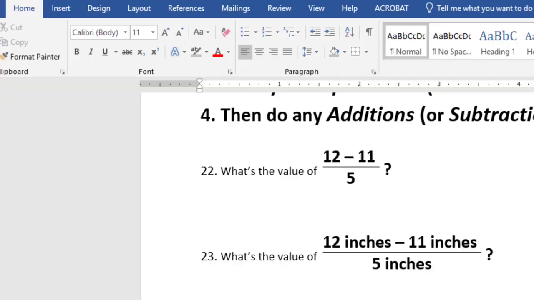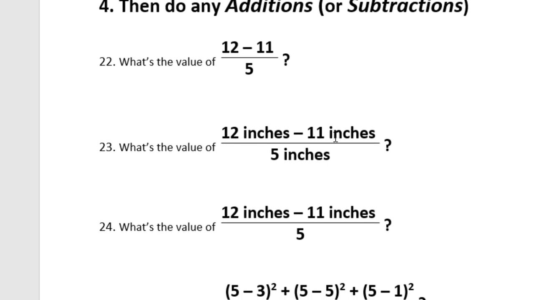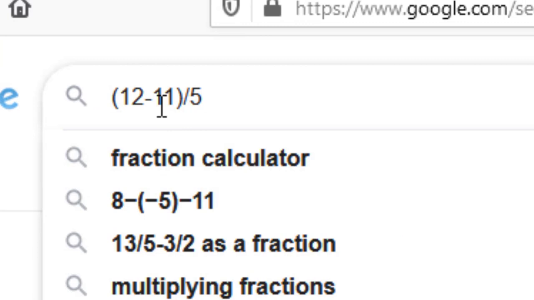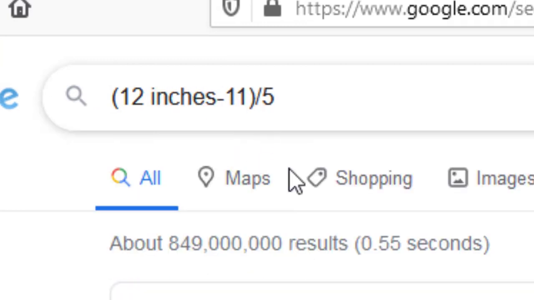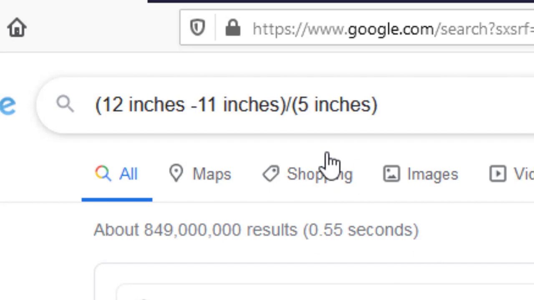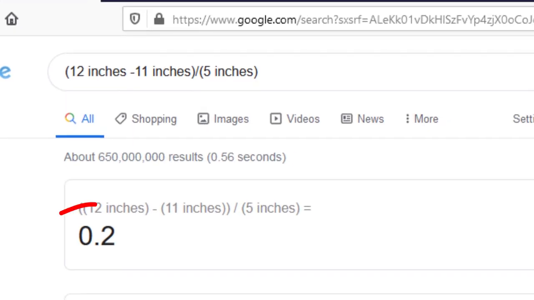All right, let's go back to the document. This is the one where we had 12 inches minus 11 inches over 5 inches. And this ended up, if you remember, the same answer as this one up here. Google can also handle problems like that with words in them. Watch this. If I just come up here and put that in inches and that in inches, spell it right. And now I'm going to be careful here. I'm going to put 5 inches in parentheses also. That way, Google knows the entire numerator is 12 inches minus 11 inches, and the entire denominator is 5 inches. And when I press enter, I come up with 0.2. And you can see what it did right there. It grouped them for you.